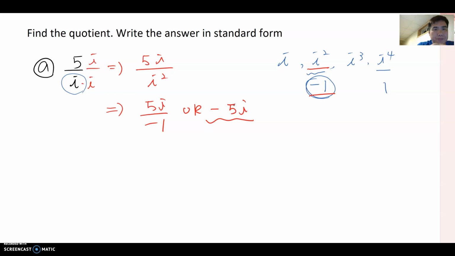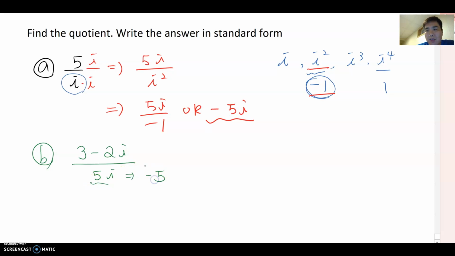This time we have a complex number form on the numerator, but the denominator is just 5i. Again, we don't care about the numerator. The numerator can be any number, but not the denominator. The denominator must be a rational number, not even a radical. Now, the closest rational number from 5i will be -5.